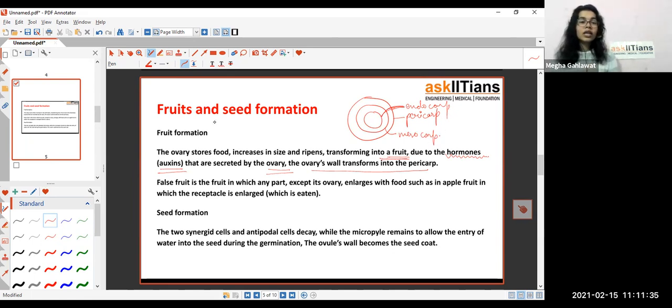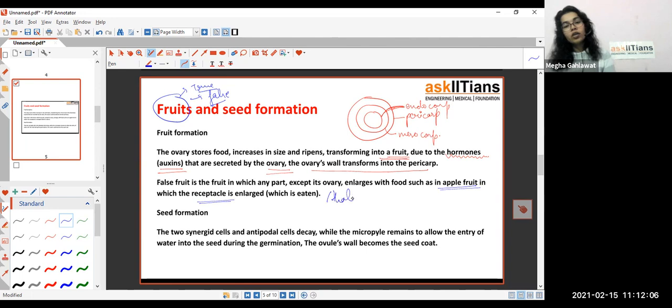Now it is very important for you to understand that fruits are of two types: the true fruits and the false fruits. The fruits which are formed because of the ovary are called the true fruits. But the fruits which are formed from any other part of the flower rather than the ovary are called the false fruits. For example, apple. Apple is formed from the receptacle, or thalamus. All right, now that being said, we have the seed formation.